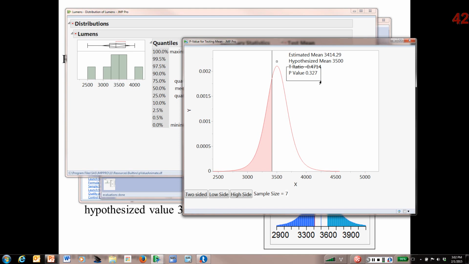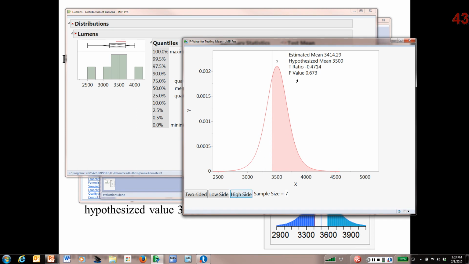In other words, based on the theoretical mean being 3,500, about 33% of all sample averages that I could observe would be less than 3,414. I do not reject the null hypothesis. It's a fairly large p-value. Well, what about the high side? This is the probability that the mean is greater than 3,500.